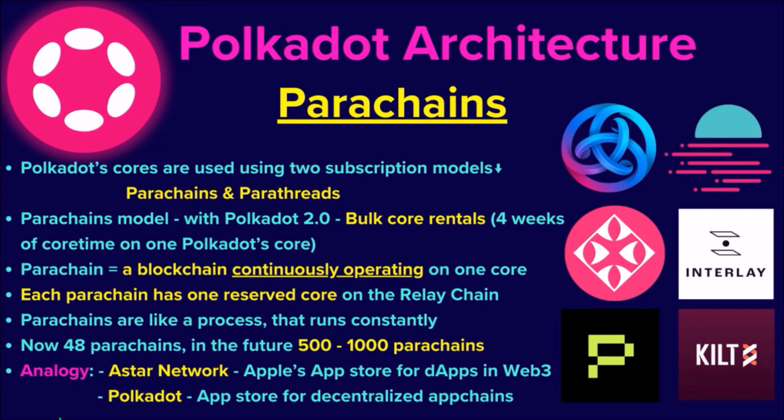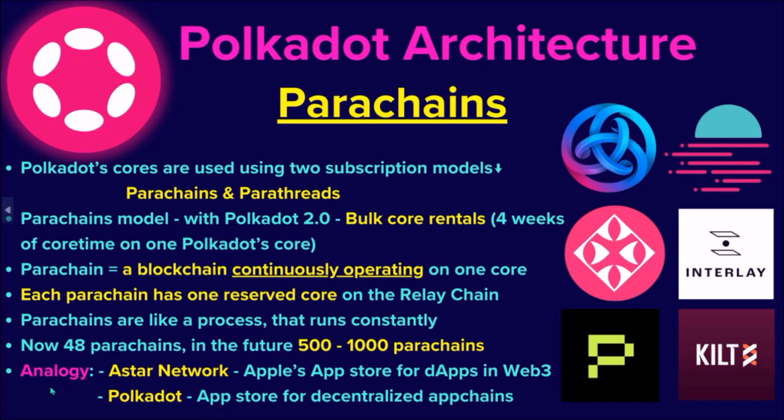Polkadot allows these cores to be used using two subscription models, parachains and parathreads. Parachains have a dedicated core on the Polkadot relay chain, so each parachain deployed on Polkadot utilizes one core. With the recent introduction of core time rentals, parachains will purchase core time via bulk core rentals for 4 weeks. So thanks to operating on a dedicated core, parachains are blockchains that are constantly operating on the Polkadot relay chain. Hence, parachains can be viewed as processes that run constantly.